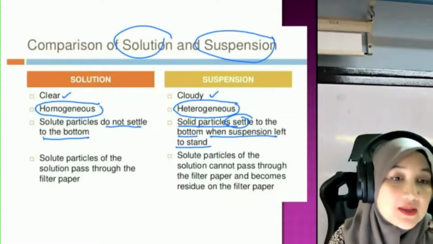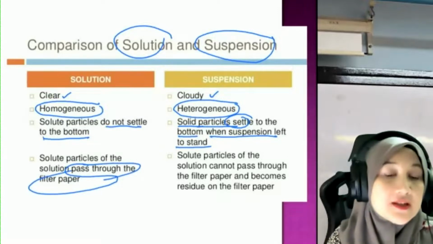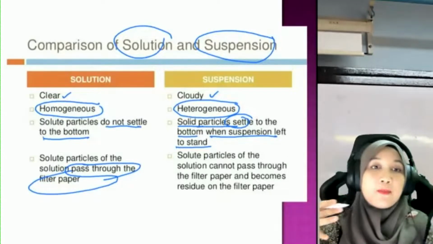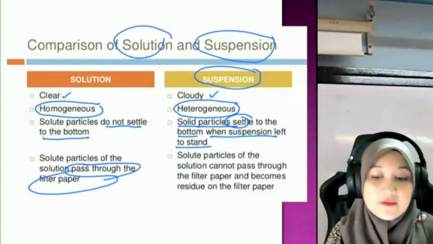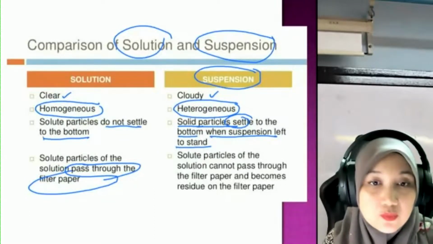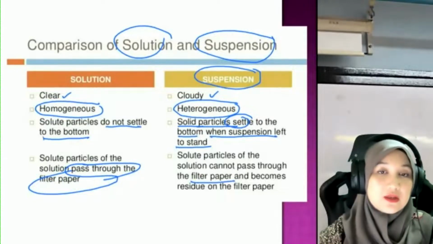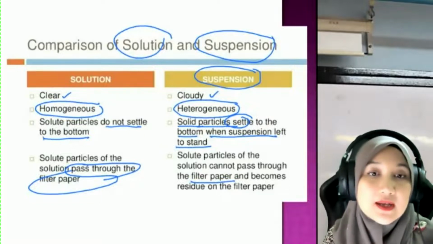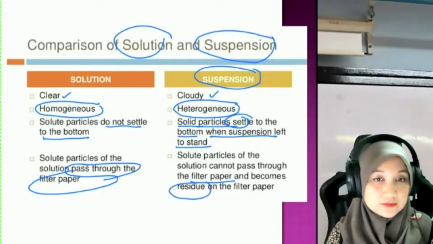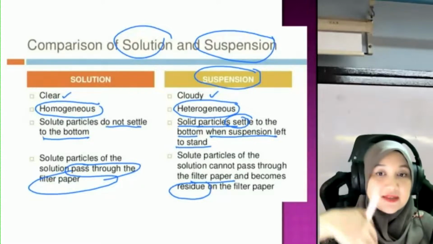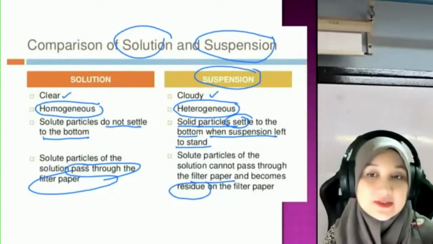The solute particles of the solution pass through the filter paper. If you filter the solution, all the components in the solution will pass through the filter paper. But for the suspension, some of the particles will be suspended on the surface of the filter paper, and the residue will go through the filter paper. Usually the residue on the filter paper is something that is suspended. And what passes through the filter paper becomes the solute, or actually the solvent. Sorry, the solvent.